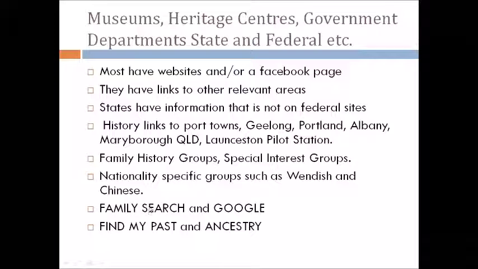I like Family Search because it's free. I like Google because you can randomly just put a surname and a couple of words and see what comes up. Find My Past and Ancestry, you basically have to look at both, because what's here might be a transcription and the original's on Ancestry, and what's on Ancestry might actually be on Find My Past. So don't give up.